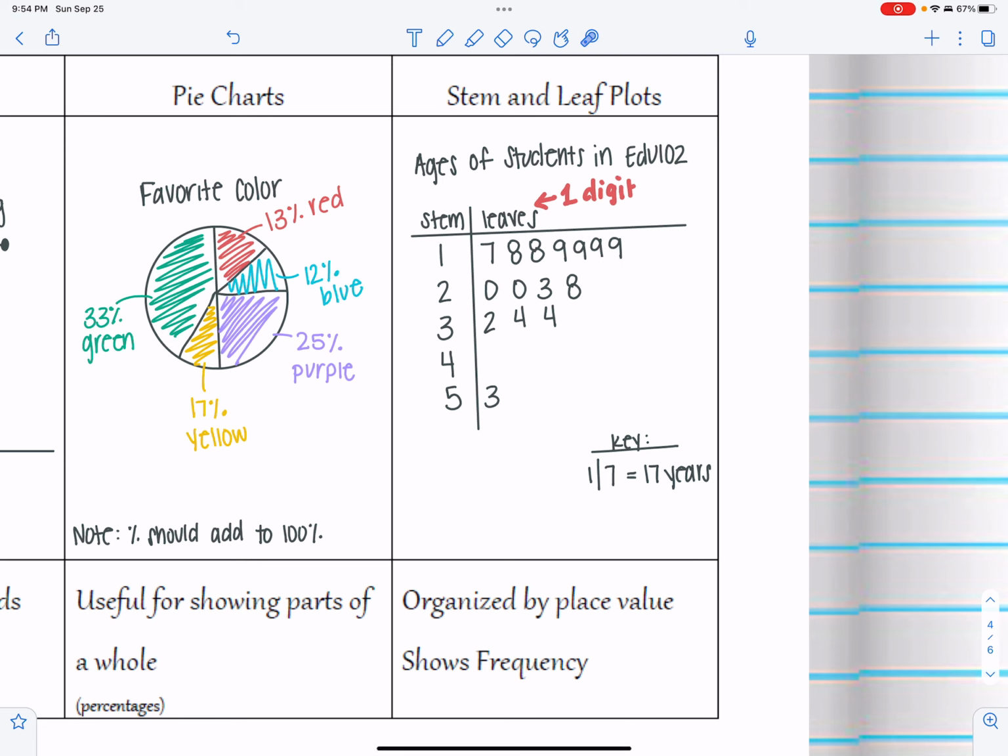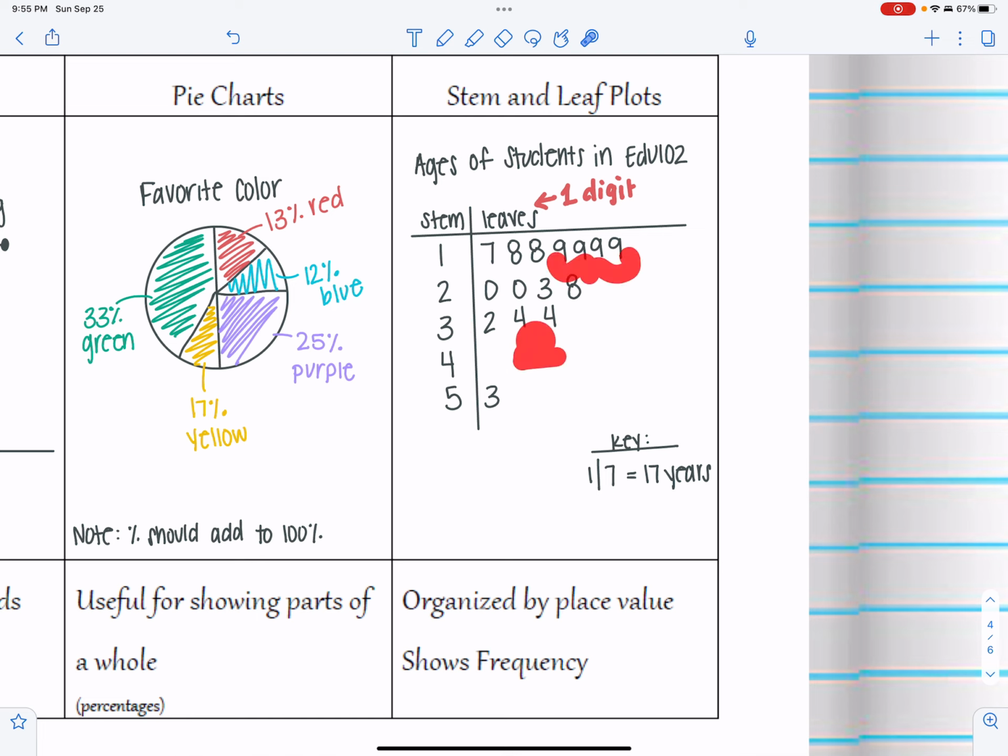And then you do have to have a key. This key just tells your reader what it is that they're looking for. So I just made this up, age of students in ED 102. So we can see that this right here, a 2 and a 0, means that that particular student was 20. Or we have a 2 and a 3, that particular student was 23. And 28, 32, 34. Notice that if you have multiple data points, you do write them all.